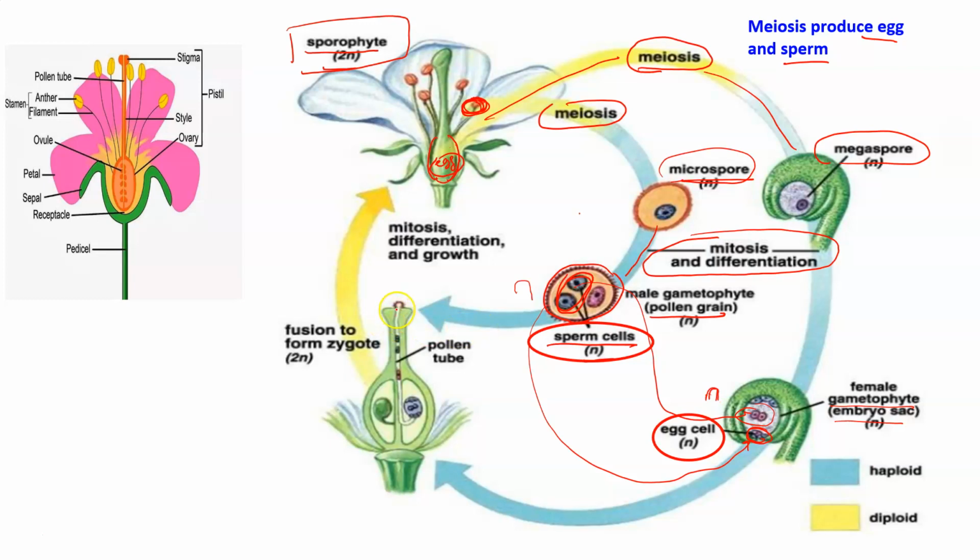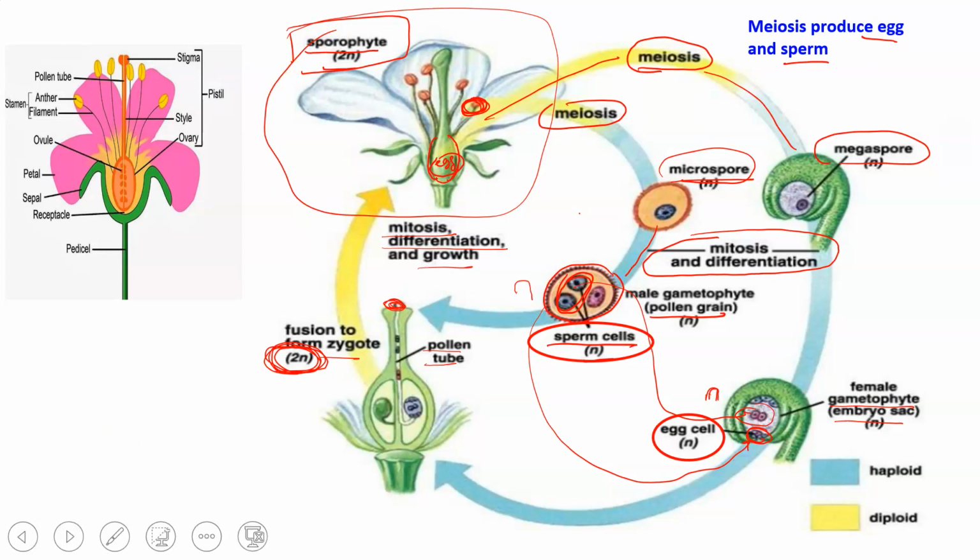Once the pollen lands on the stigma of the flower, the pollen will start to form a pollen tube, and then the pollen will enter into the ovule. So the fusion between sperm and egg forms the zygote, which is in the diploid stage. From diploid, it undergoes mitosis, differentiation, and growth to produce the sporophyte, the plant in the diploid condition. And then the cycle will repeat.